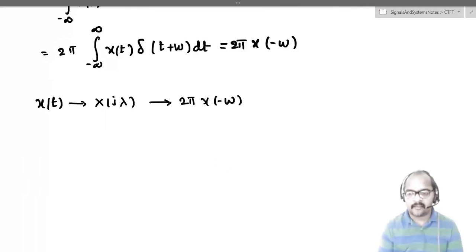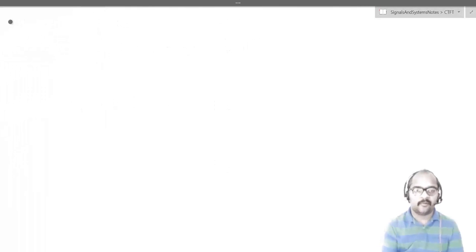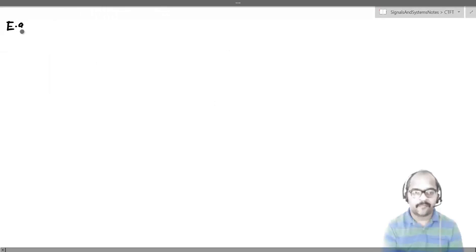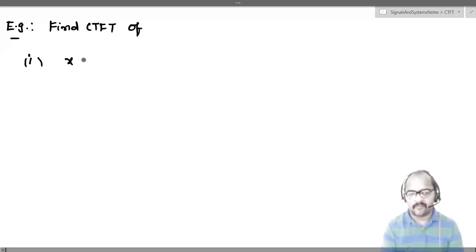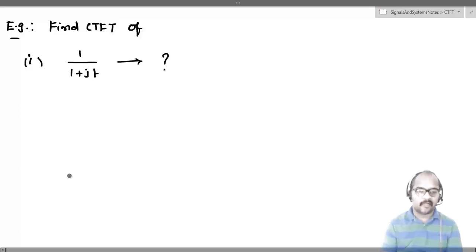So to understand this concept, let us take few examples. Okay, find Fourier transform. Okay, so find CTFT of, let us say, first signal x of t. Okay, so first signal let us take to be 1 by 1 plus jt, which is simple. So this fellow will have what as Fourier transform, that is the question.